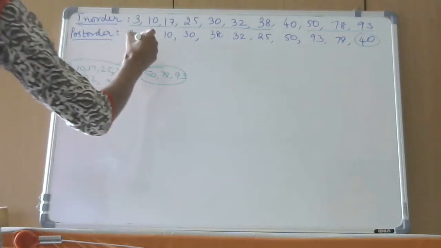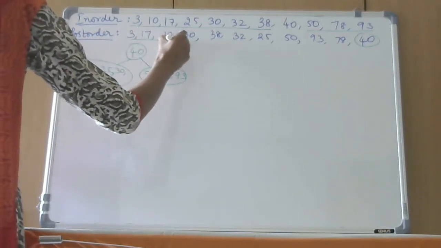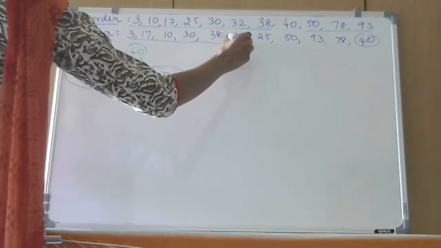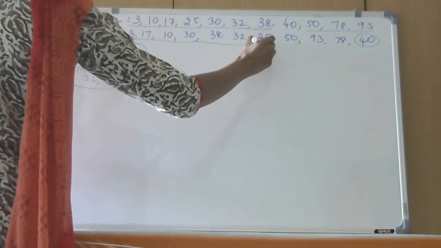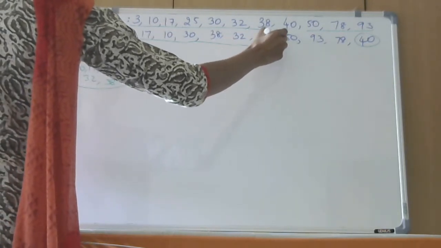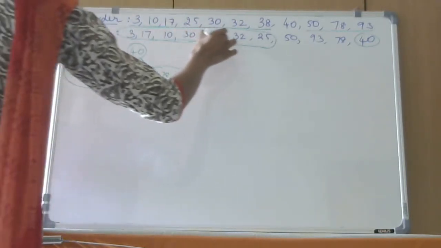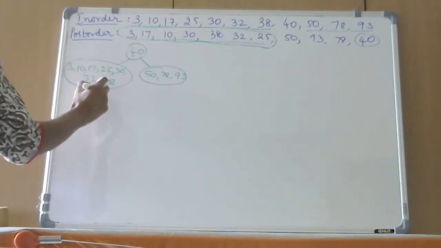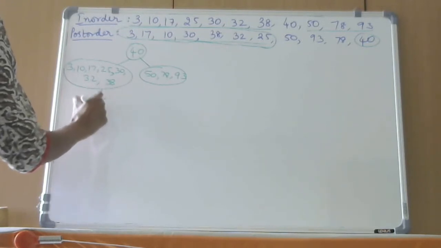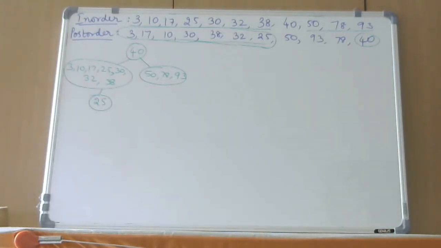Out of that, come to post order again. 3, 10, 17, 30, 38, 32, 25. Up to here. 50 comes on the other side. Up to here. Which is coming last in this? 25 is coming last. So 25 will become the root. Because it is post order.